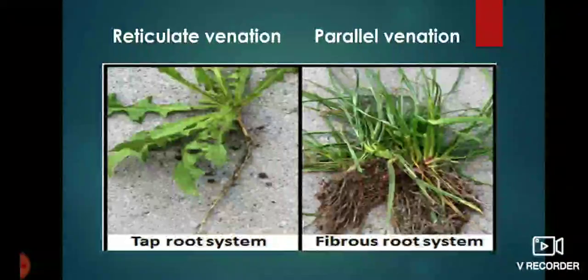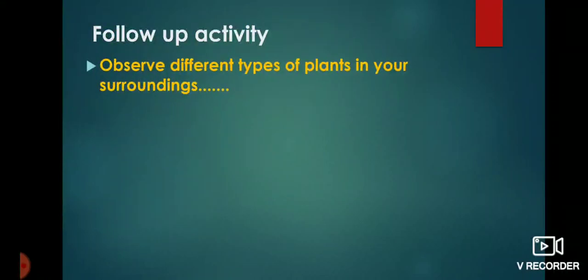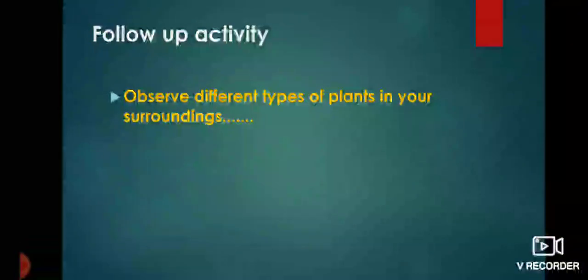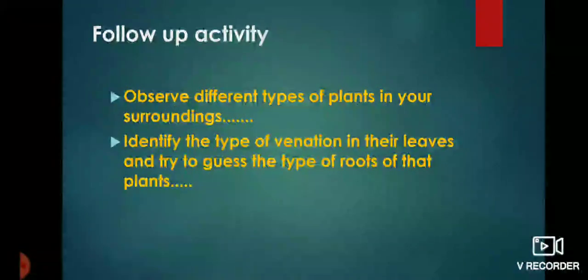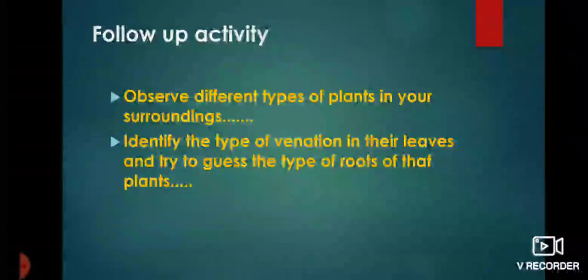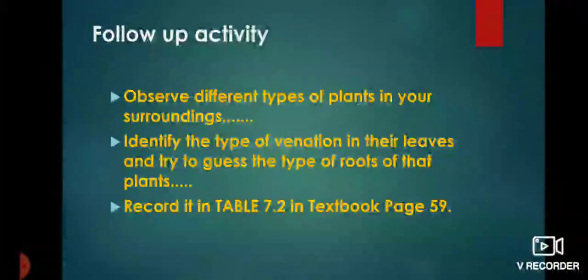Okay, that's all about roots. Let us wind up our class with a follow-up activity. Observe different types of plants in your surroundings. Identify the type of venation in their leaves and try to guess the type of roots of those plants. Record it in table 7.2 in textbook, page number 59. Do it by the next class.